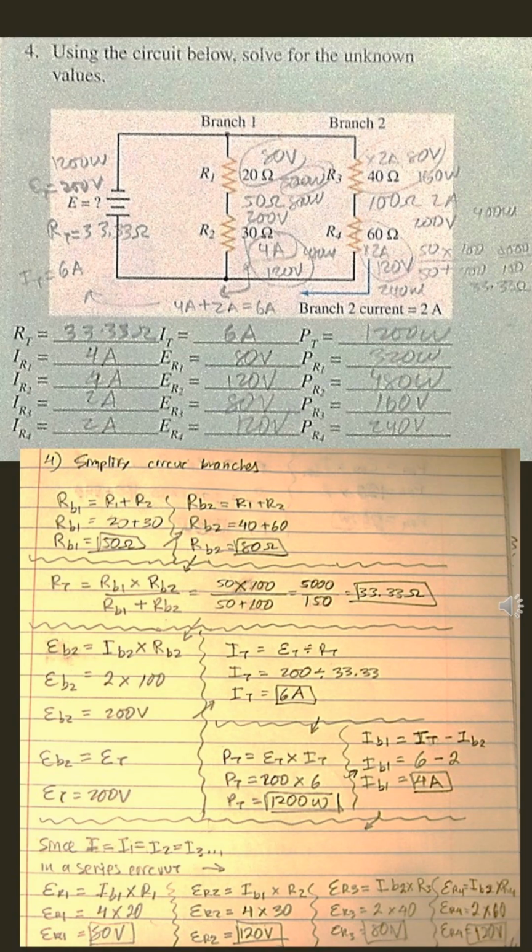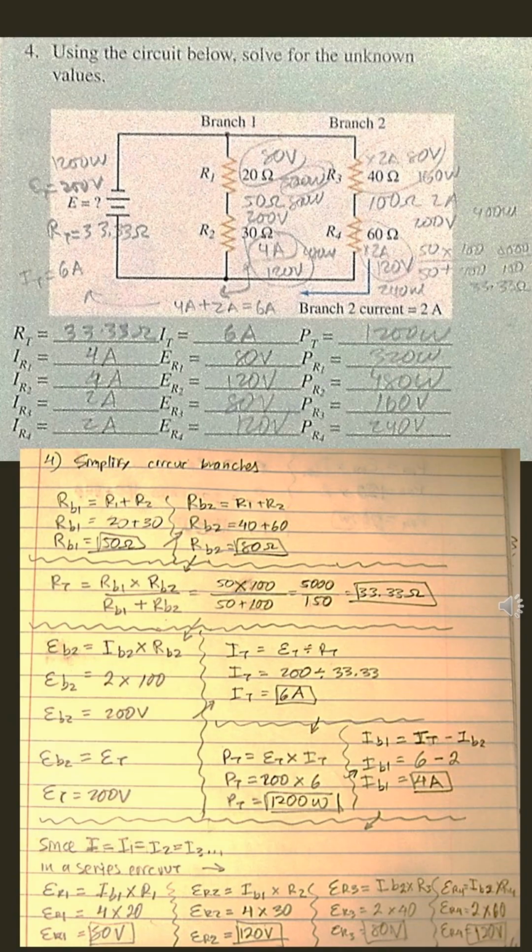Moving on to the next step, our resistance total. We now have a purely parallel circuit, and we can find our resistance total using the product over the sum formula for resistance. So RB1, which is our resistance at branch 1, times RB2, resistance at branch 2, divided by RB1 plus RB2. That is the formula we're going to use. So it's 50 times 100 divided by 50 plus 100, which is 5,000 divided by 150, or 33.33 ohms.